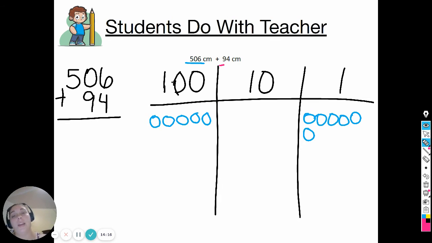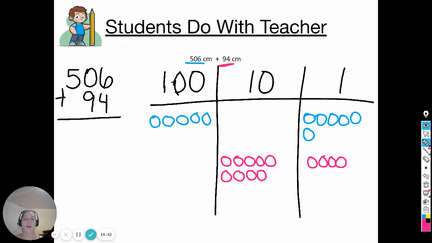Next, we're going to do 94. So that's 9 tens and 4 ones. So we don't have any hundreds. So I'm going to go right over to the tens. 1, 2, 3, 4, 5. Start a new row. 6, 7, 8, 9. 9 tens. 1, 2, 3, 4. And 4 ones. So right now, my hundreds chart has 506 plus 94.